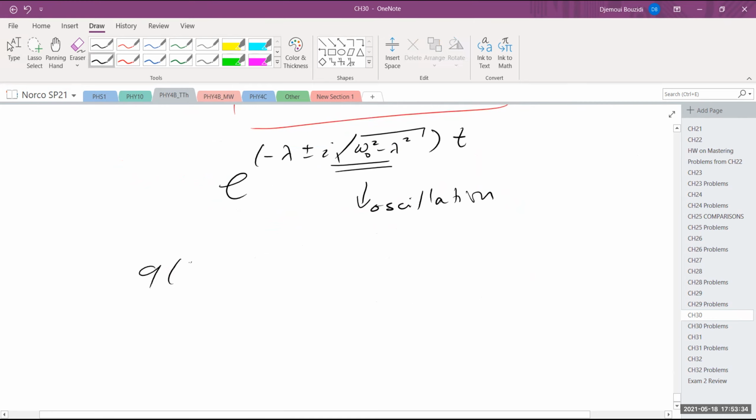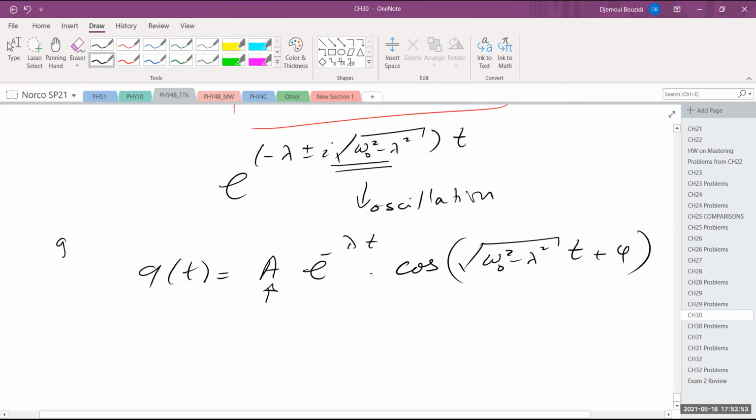Q of t then will be, in general, a constant A times an exponential of negative lambda t, times a cosine of this number, the square root of omega naught squared minus lambda squared, times t, plus some initial phase. So this is the general solution. Let me explain each term. The phase phi and the amplitude A depend on the initial conditions, namely how much current and how much charge we had in the circuit initially.